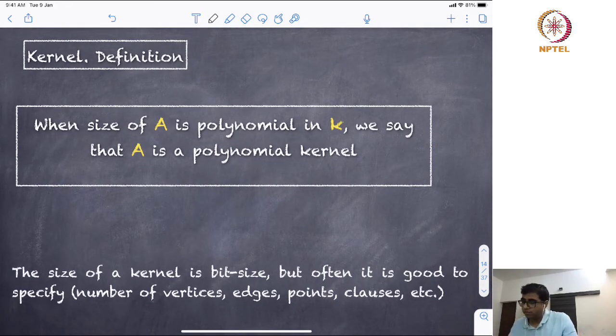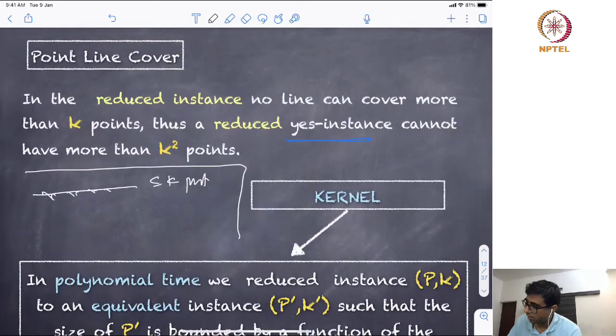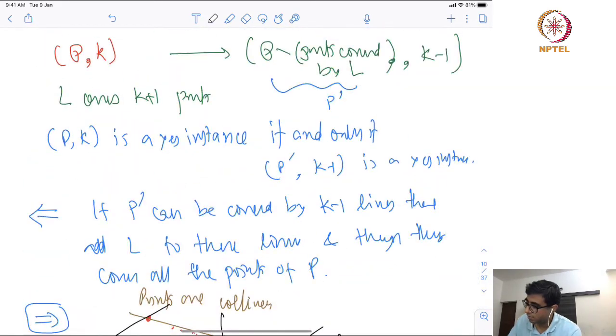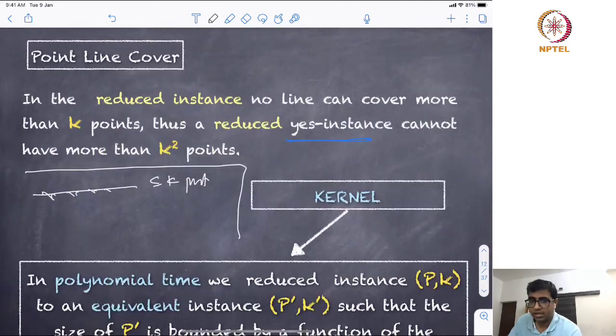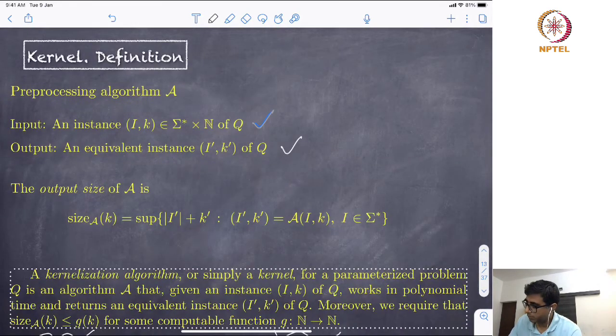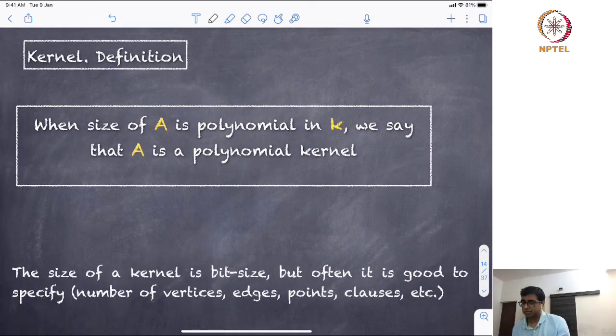Okay. So, now when the size of the kernel is polynomial in k, we say that A is a polynomial kernel. For example, in Point Line Cover, we were able to say that the size of the kernel is roughly k squared points. So, we say that A admits a polynomial kernel.